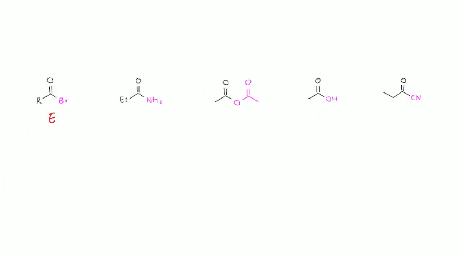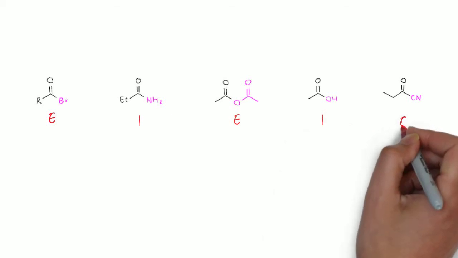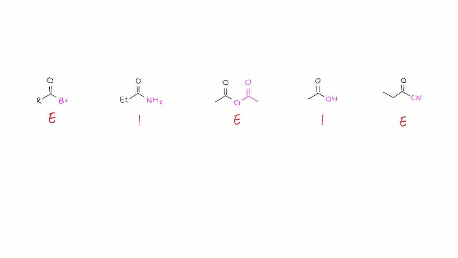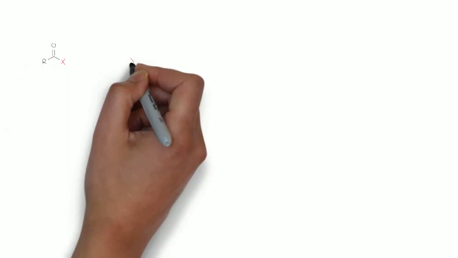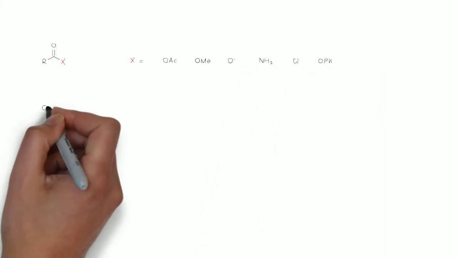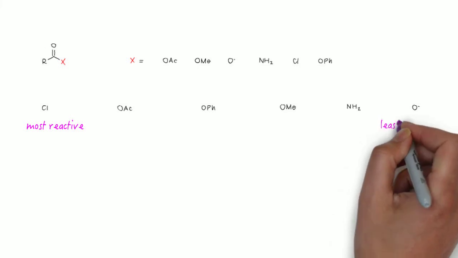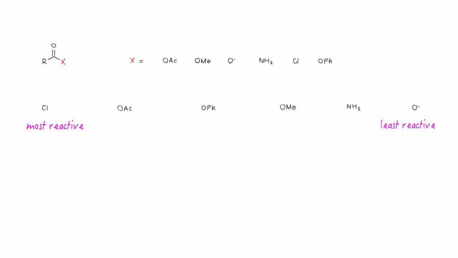We've learned that acyl halides are excellent acylating agents, amides are inappropriate, anhydrides are excellent, acids are inappropriate, and then incidentally, acyl cyanides are excellent acylating agents. If we have to rank the reactivities of acylating agents, always choose the extremes first. So the most reactive one in this series would be chloride, the acyl chloride. And the least reactive one would be O-, giving the carboxylate. Then fill in the extremes.